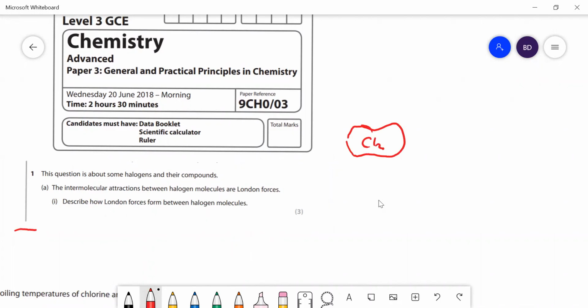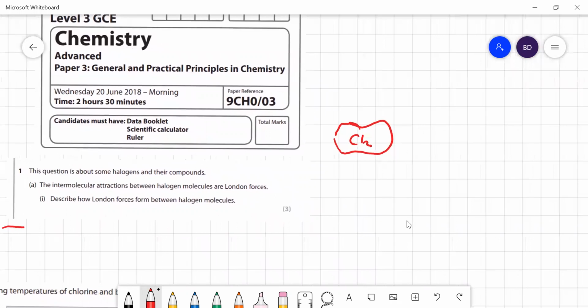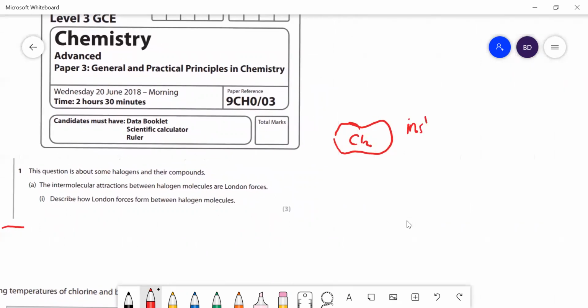Right, so you're going to say there are random fluctuations in the negative charge cloud. So at any one time, there can be an instantaneous dipole. That means due to the negative charge cloud constantly fluctuating, there might be a little bit more negative charge on this end of the molecule, and that would mean there'd be a slight partial positive charge on that end of the molecule.